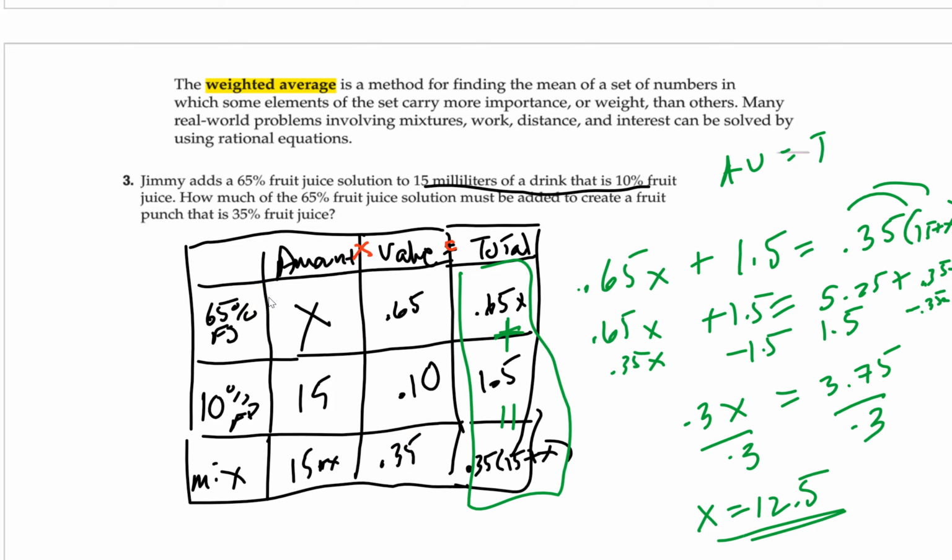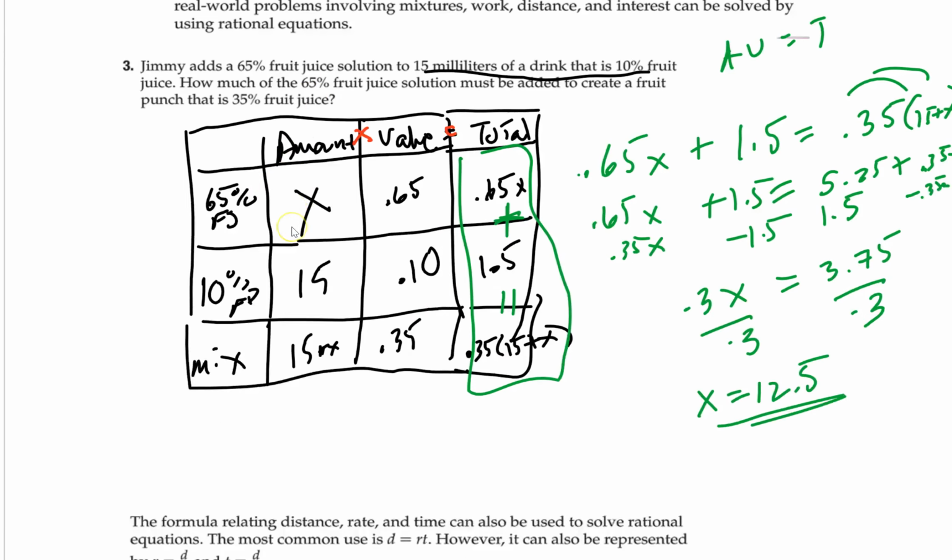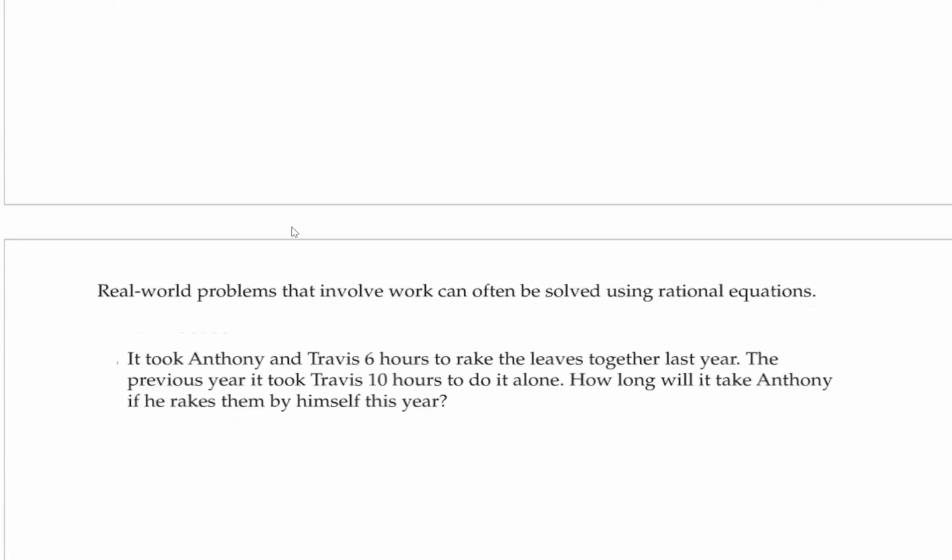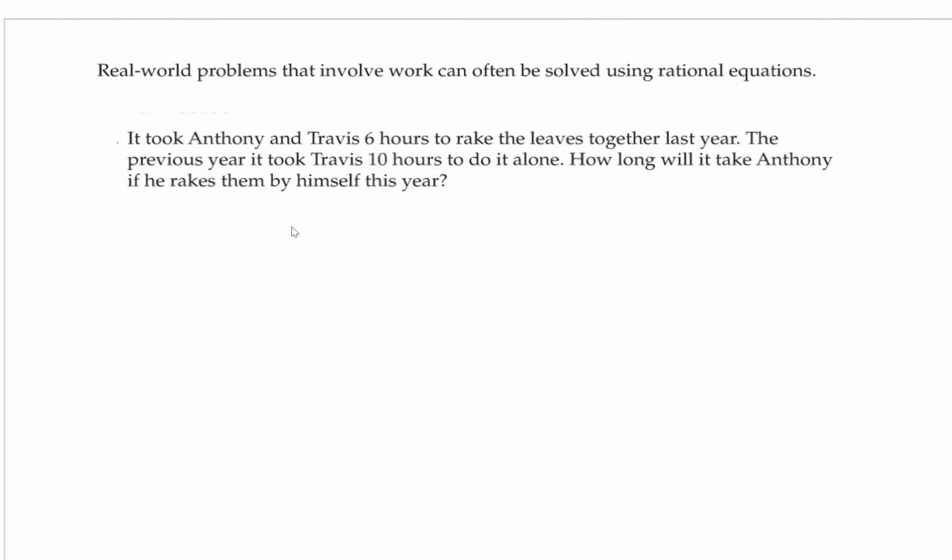So that's a mixture problem. Next application problem we're gonna work on, we're gonna skip down. We'll do a work problem. I love these work problems. So let's talk about how to do them. Here's a general idea. The way we do this, work is number of jobs over the time it takes. This will make more sense in a second.